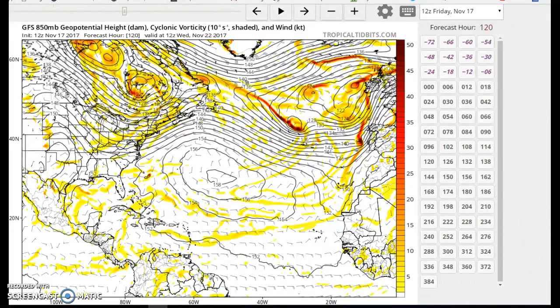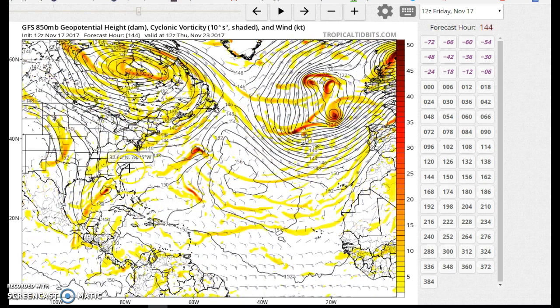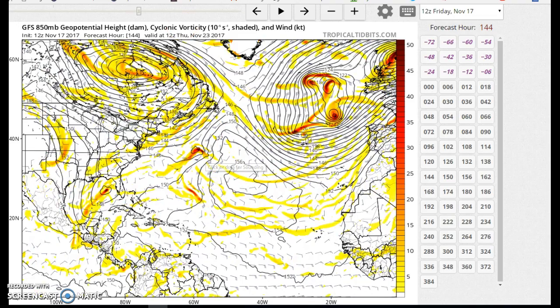So the GFS takes this little piece of energy, it's almost hard to see, well off the Carolina coast, and this is day 5, and then as we extend out to day 6, just kind of sends it almost due east, out over really towards Bermuda, and doesn't really make much of it.